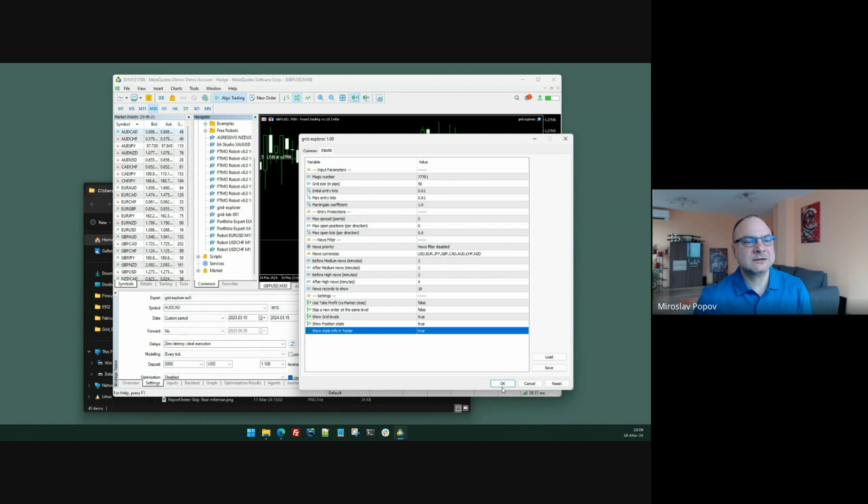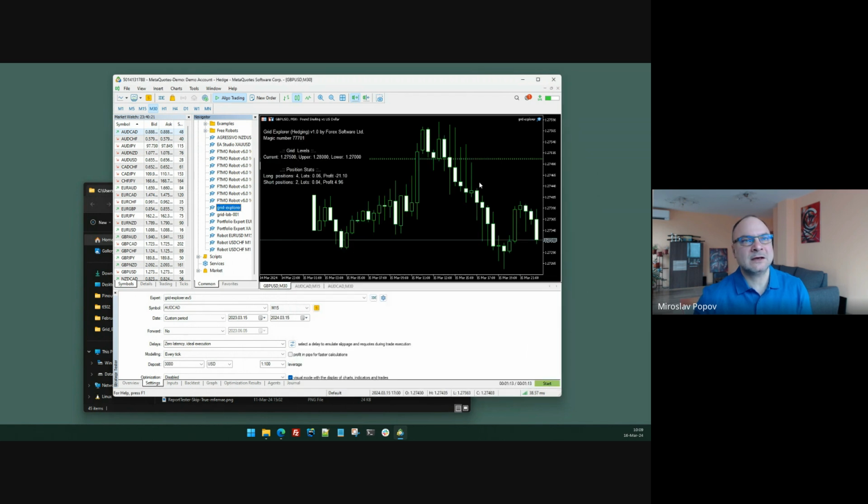But this is only because I try to attach the robot on the chart, and this is how this is looking. Now it's Saturday, and the market is closed, and I use the back tester in the tick mode to explore the different variants. So I'll remove this. Now I have the Grid Explorer, Australian dollar, Canadian dollar here.